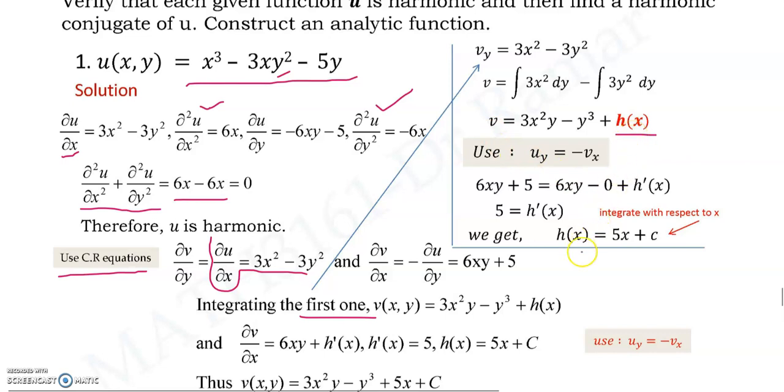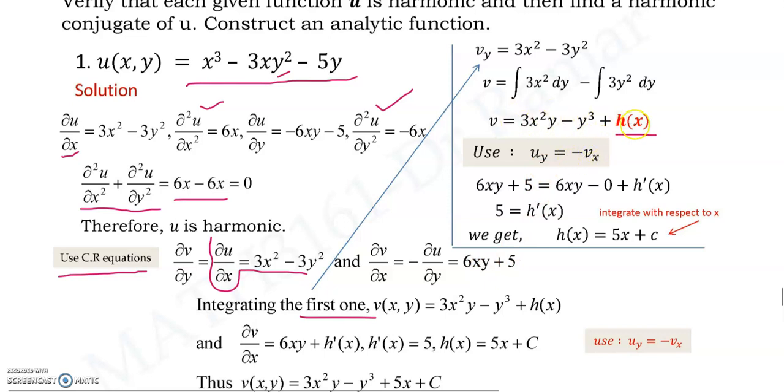Now you see here, we know the second part of the CR equation, that is ∂v/∂x is equal to minus ∂u/∂y. So use this result now here. What is u_y? We know that u_y is 6xy plus 5.